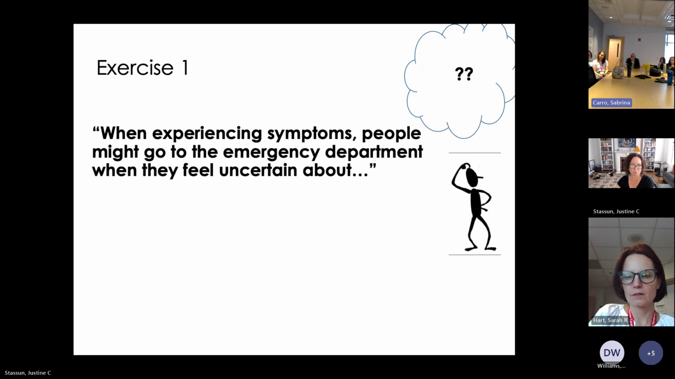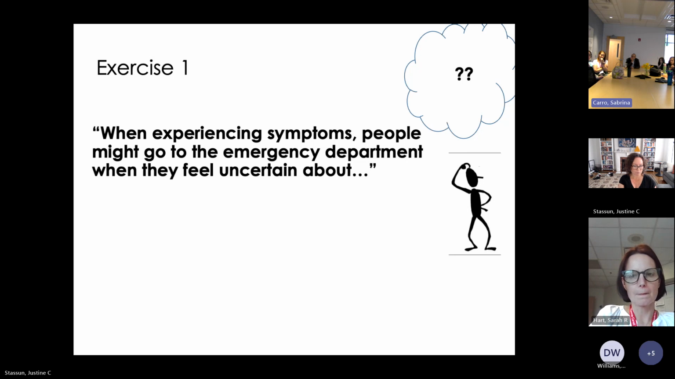So this is the prompt. When I said it's brainstorming in response to a focus prompt, this is the prompt that we used. I want you to imagine that you are the people who have had a recent ED visit and read this prompt, and we're going to brainstorm. So please don't advance right now. Just imagine your own responses to this question as a person with a recent visit. When experiencing symptoms, people might go to the ED when they feel uncertain about what?